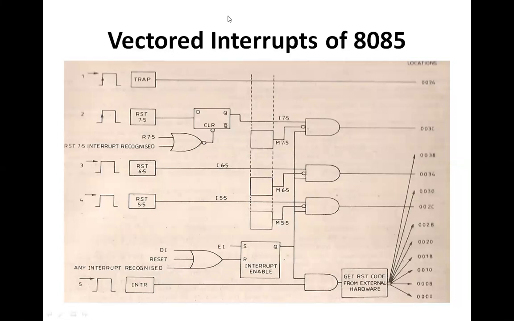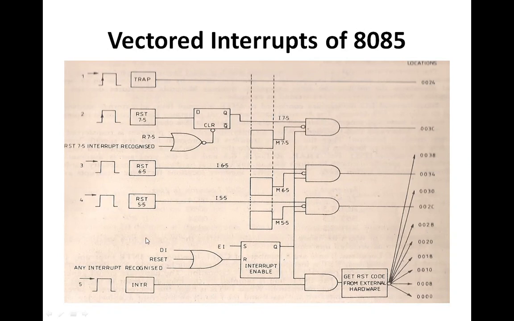So we were discussing the vectored interrupts of 8085. Just to revise the things related to the interrupts of 8085, we already know that there are 5 interrupt lines available in 8085. These 5 interrupt lines are the INTR line, RST 5.5, RST 6.5, RST 7.5, and the TRAP. Now, TRAP is a non-maskable interrupt, and the rest of the interrupts are maskable interrupts.